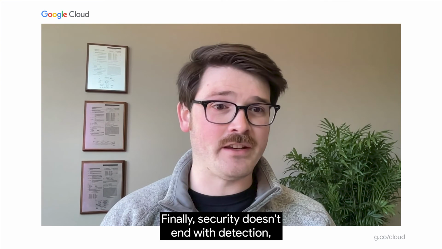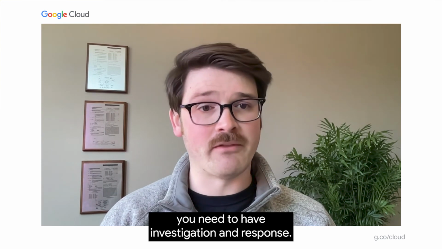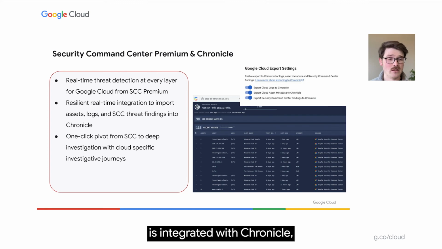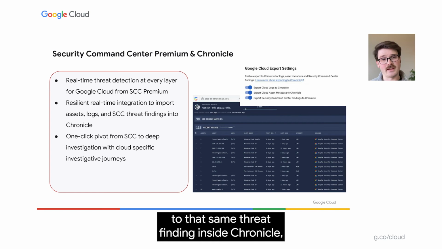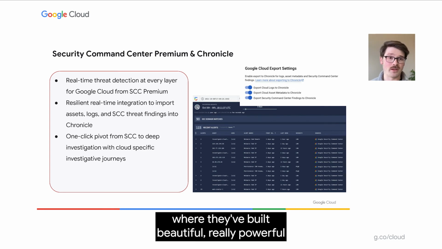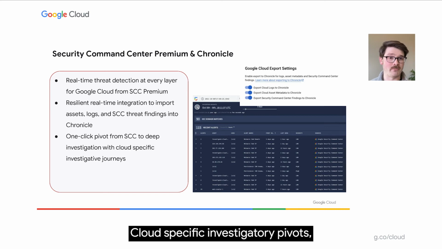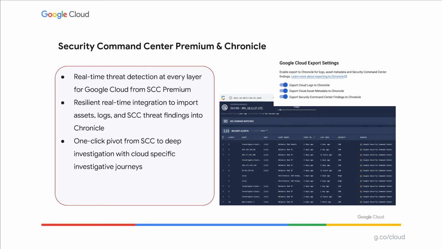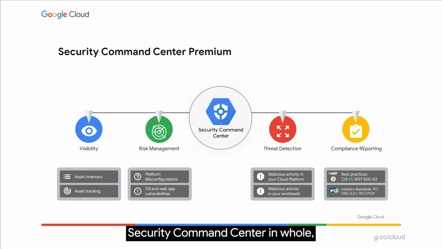Finally, security doesn't end with detection. You need to have investigation and response. To that end, Security Command Center is integrated with Chronicle, where with one click, you can pivot from a finding in Security Command Center to that same threat finding inside Chronicle, where they've built beautiful, really powerful cloud-specific investigatory pivots off of those findings to help security teams quickly and efficiently diagnose what's going on, troubleshoot, and get to the root of problems.